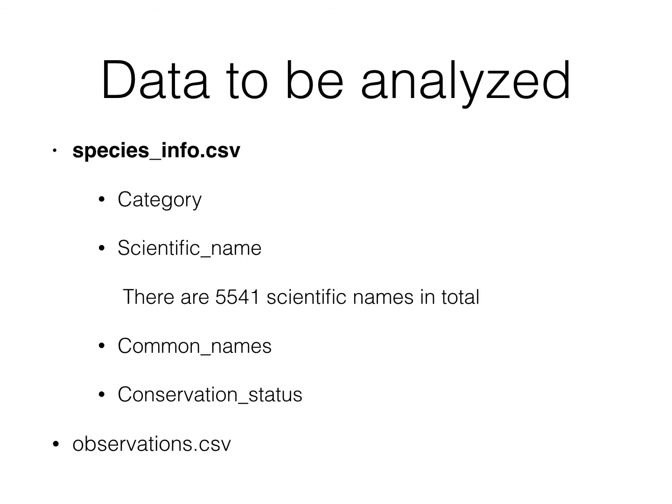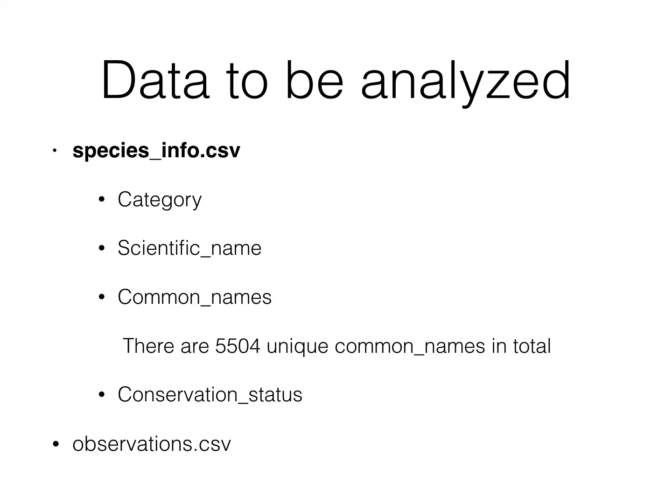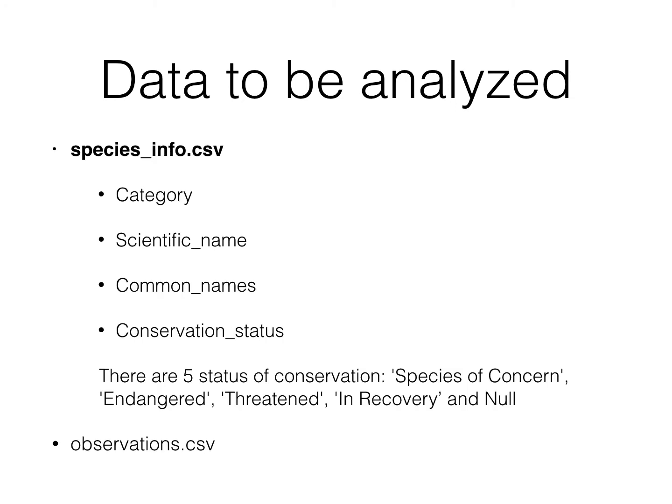And for the scientific name, there are 5,541 scientific names in total. And for the common names, there are 5,504 unique common names in total. And the last one is conservation status. There are 4 statuses of conservation: species of concern, endangered, threatened, in recovery. Because we don't have the information of all the species, some values are meant to be empty, which is null.